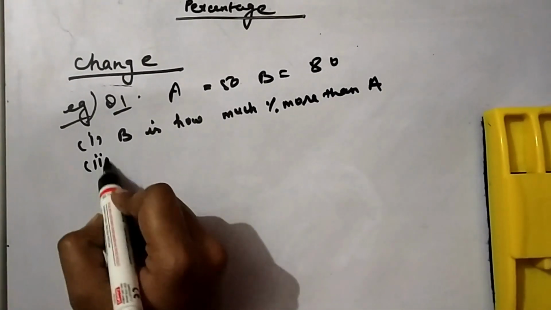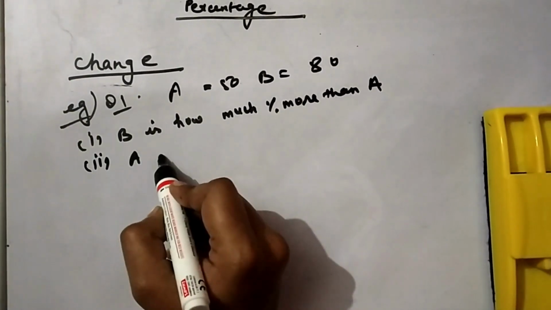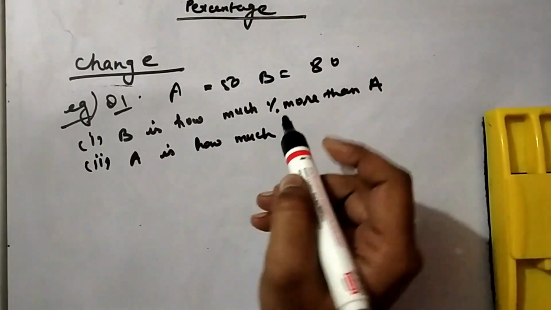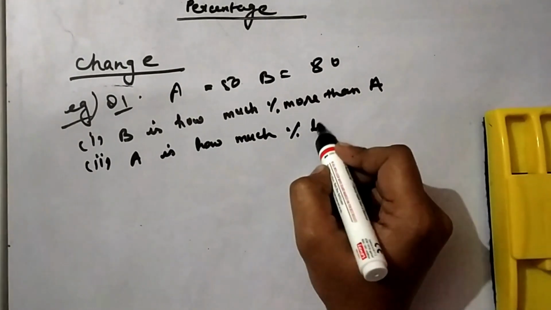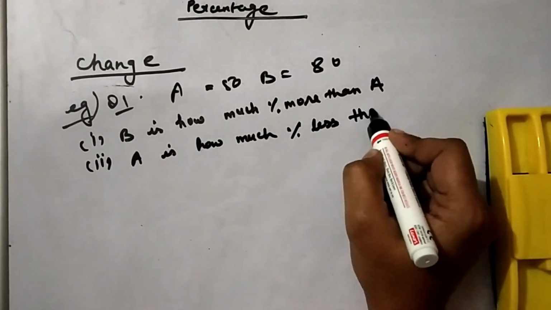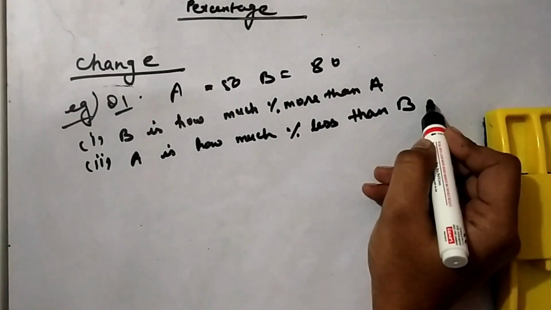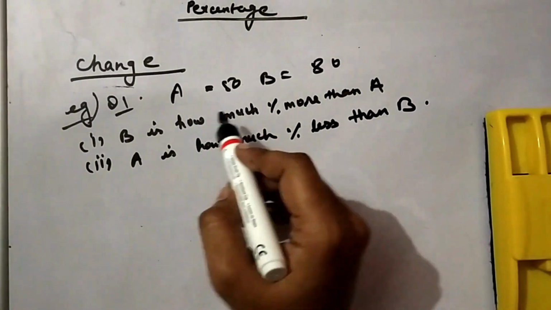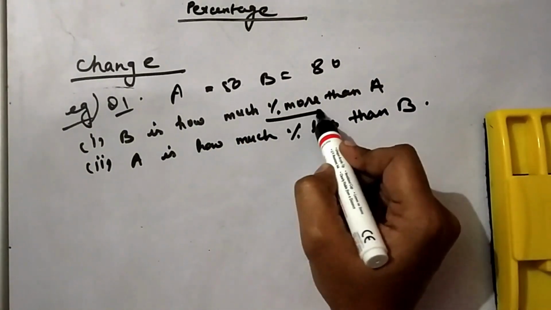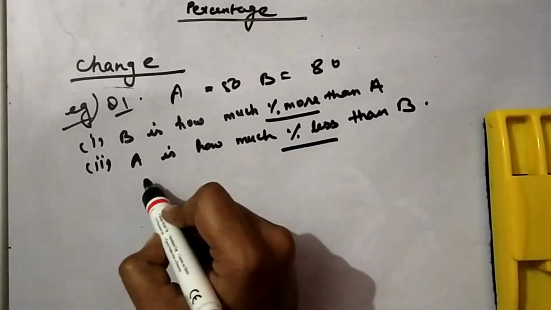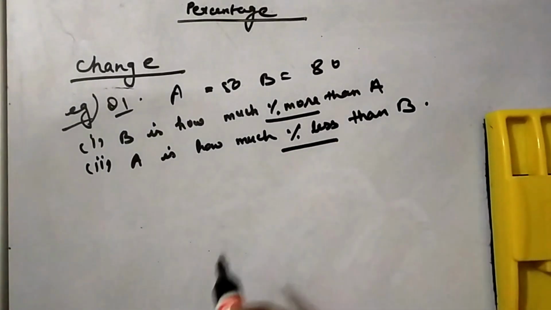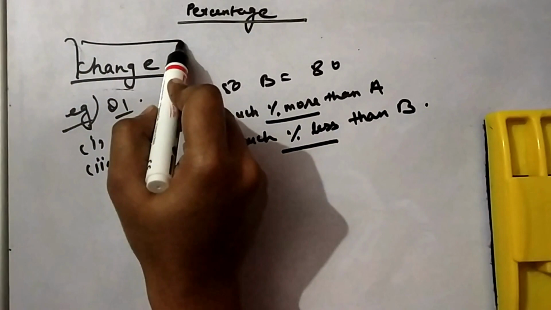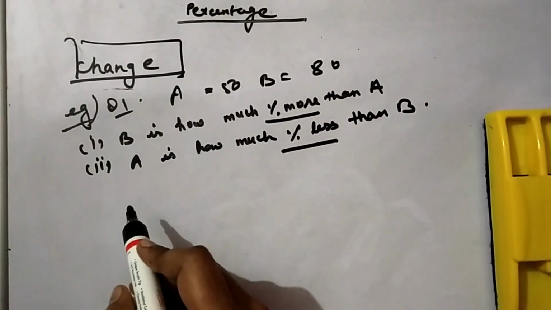Second question is, A is how much percent less than B? So there are two questions. B is how much percent more than A, and A is how much percent less than B. So we have to apply the concept of change. So how will we do it?